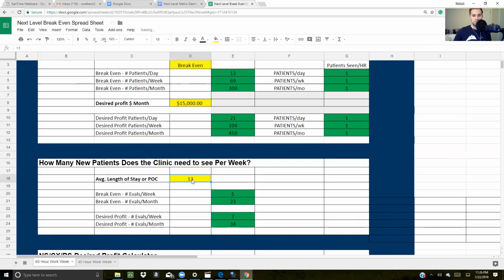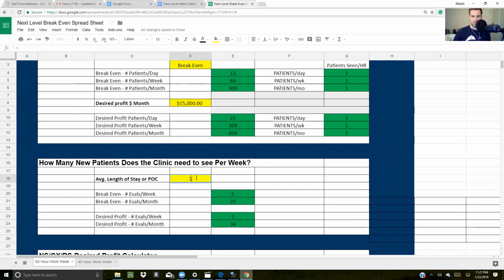So you went from 10 visits, which was 6, and then you went to a 13 visit plan of care, which is 5 and 7, 23 and 34. So one more time, for 10, you're going to have 30 and 45. For 13, 23 and 34. So almost 7 less evals per month here and 11 less evals down low.